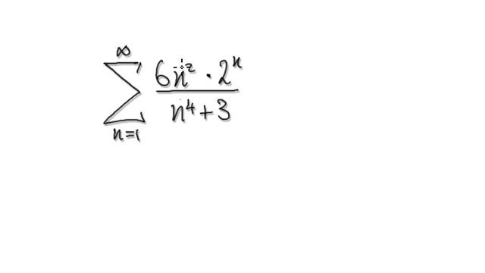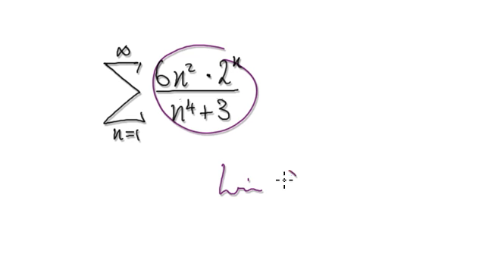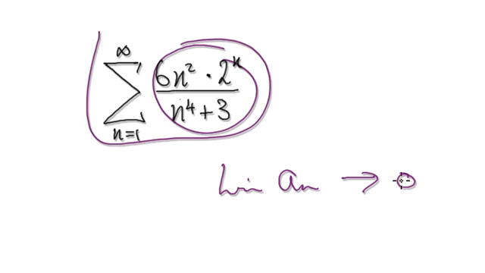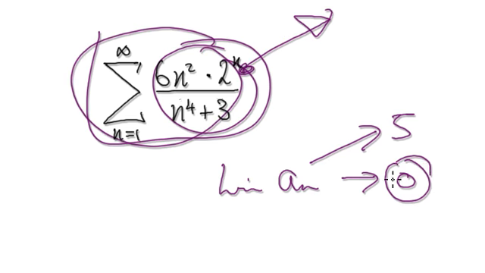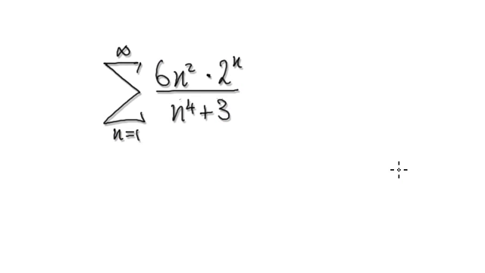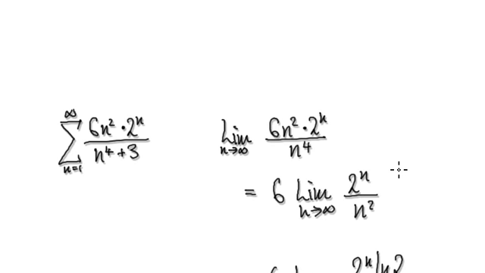Okay, so to do this, the first thing you should do is check that the limit of this thing here heads towards zero. In order for it to converge, it must head towards zero. If it heads towards, let's say, 5, then you will immediately know it will diverge. So the first thing you should do is use the nth term test.